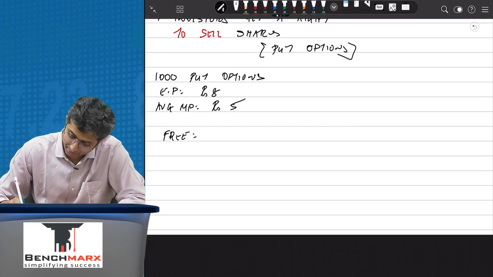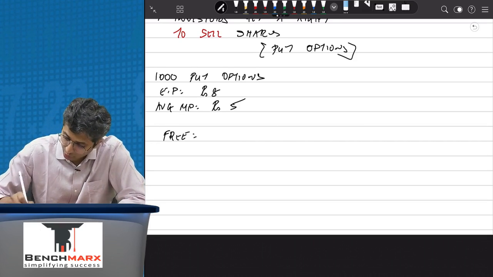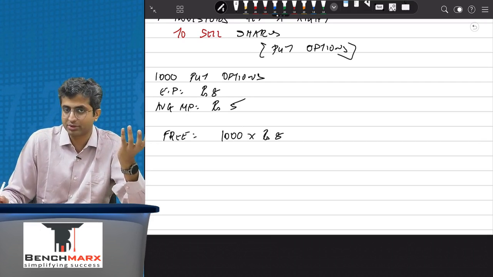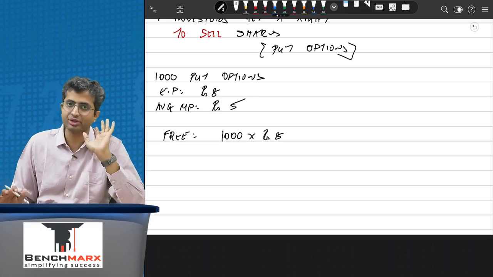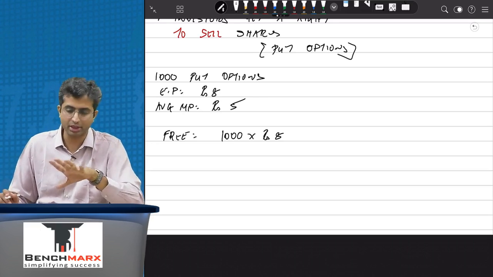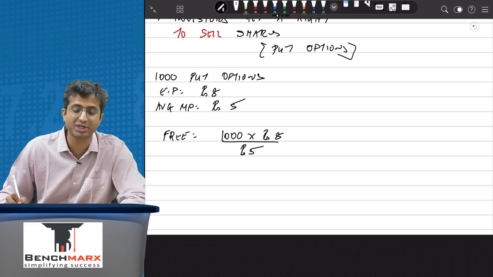How much money will you have to pay? You will have to pay for the 1,000 options. You will have to pay 1,000 into rupees 8, which is equal to 8,000. But you don't have that 8,000, because if there is a cash outflow of 8,000, there has to be also a cash inflow of 8,000. So here you will assume that you will issue shares in the market in order to finance the buyback. But if you issue shares in the market, this will be at rupees 5.